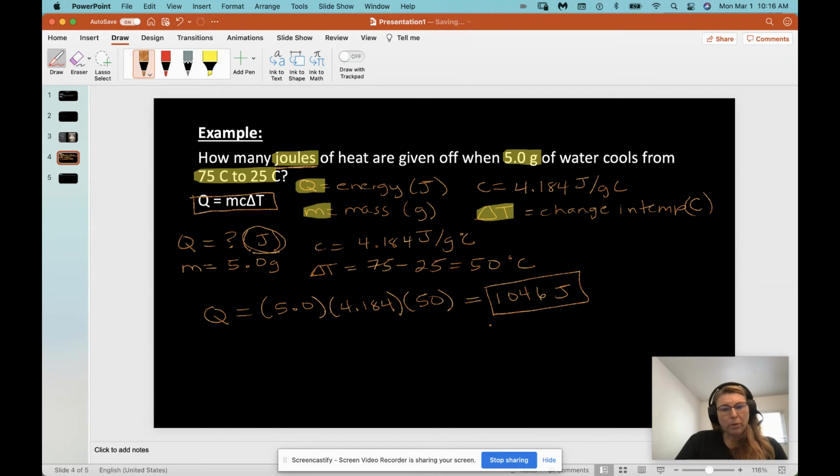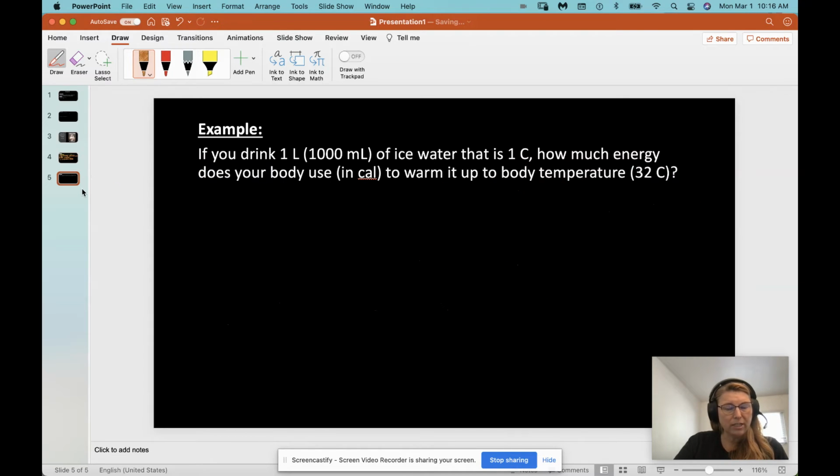So we're going to do one more example. This one was solving for joules. Our next one, we're going to worry about solving for calories. So our next problem says, if you drink 1 liter, which is equal to 1,000 milliliters, hopefully we all knew that, but just in case, of ice water that is 1 degree Celsius, how much energy does your body use in calories to warm it up to human body temperature, which is 32 degrees Celsius?